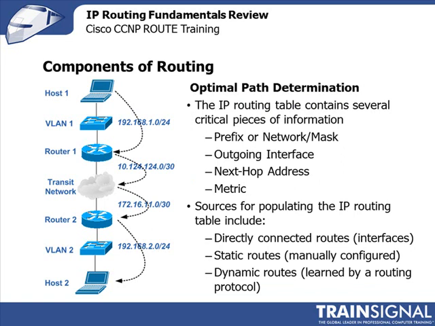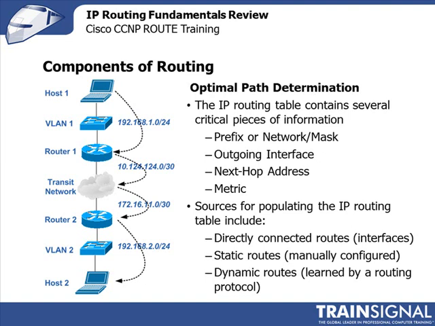Now, what are the different components of routing? Again, it has to do with optimal path determination. What is the best way to get from, in this case, host 1 to host 2 across multiple possible routes? The IP routing table actually contains the information to be able to at least begin the first step of that journey. And in the IP routing table, there are several critical pieces of information.